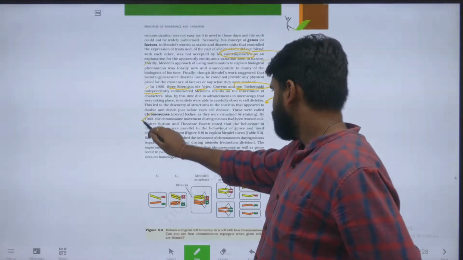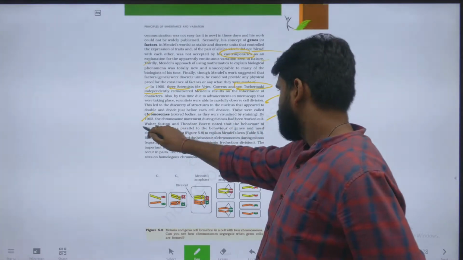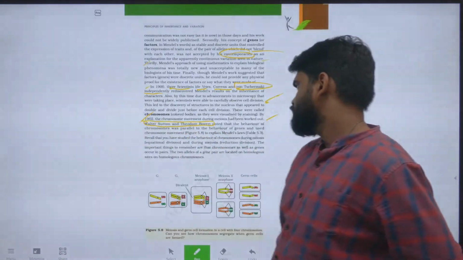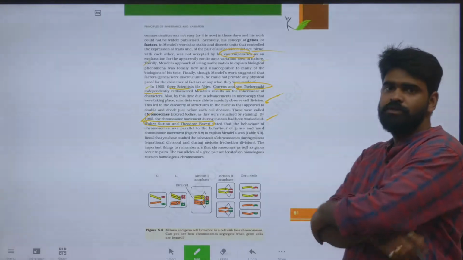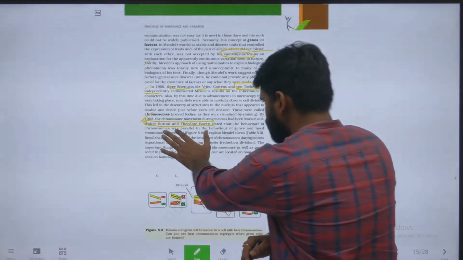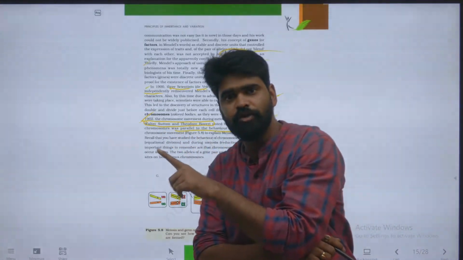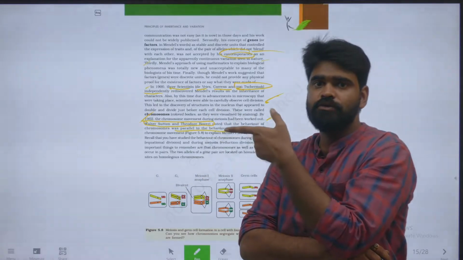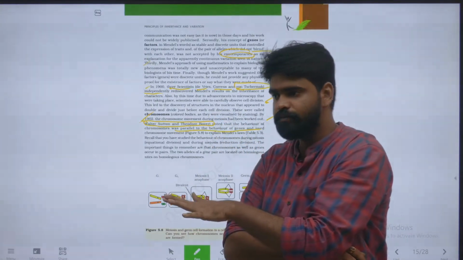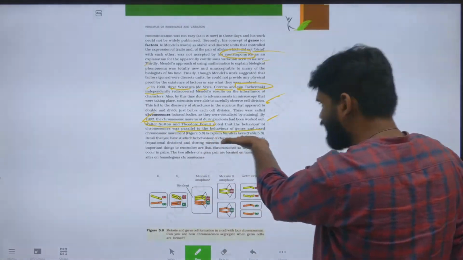By 1902, the chromosome movement during meiosis had been worked out. Walter Sutton and Boveri noted that the behavior of chromosomes was parallel to the behavior of genes, and this is the one point you have to remember for the chromosomal theory of inheritance. Clear?